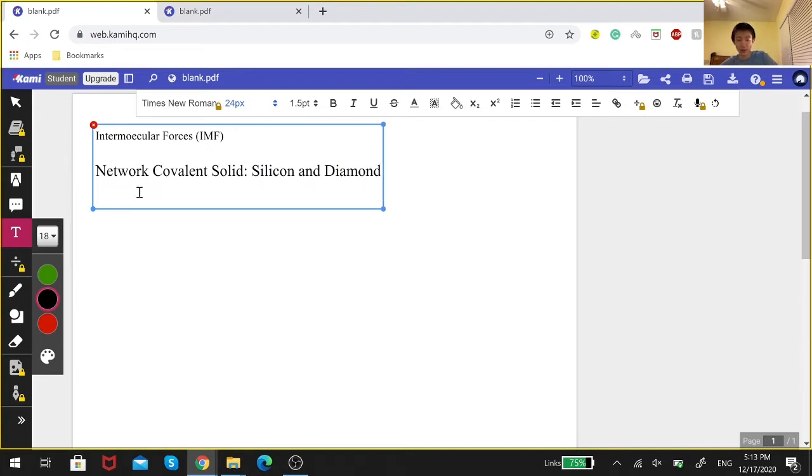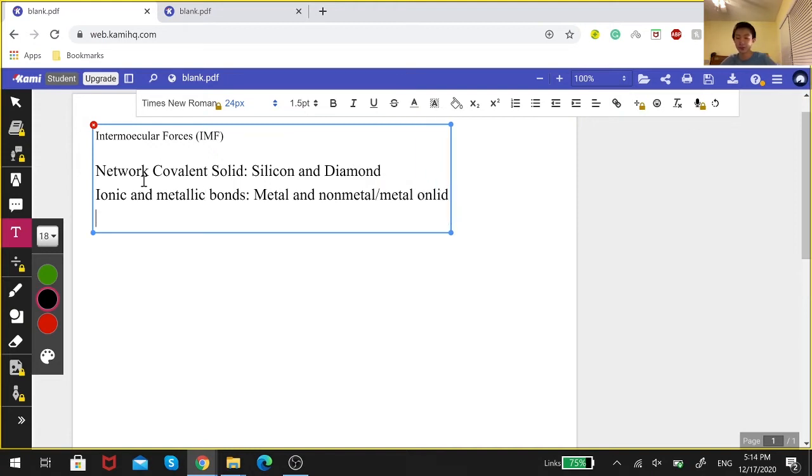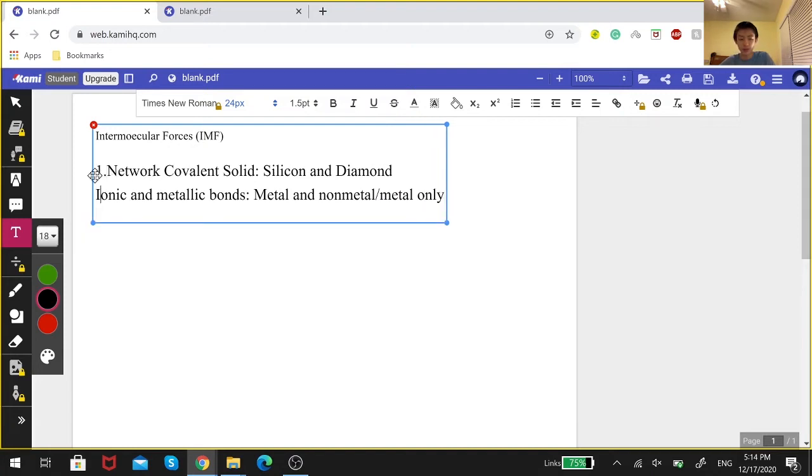Next we have ionic and metallic bonds. This can be metal and non-metal, or metal only. Metallic is metal only, and ionic is metal and non-metal. Alright, next we have, let me number this so that it's 1, 2, 3.